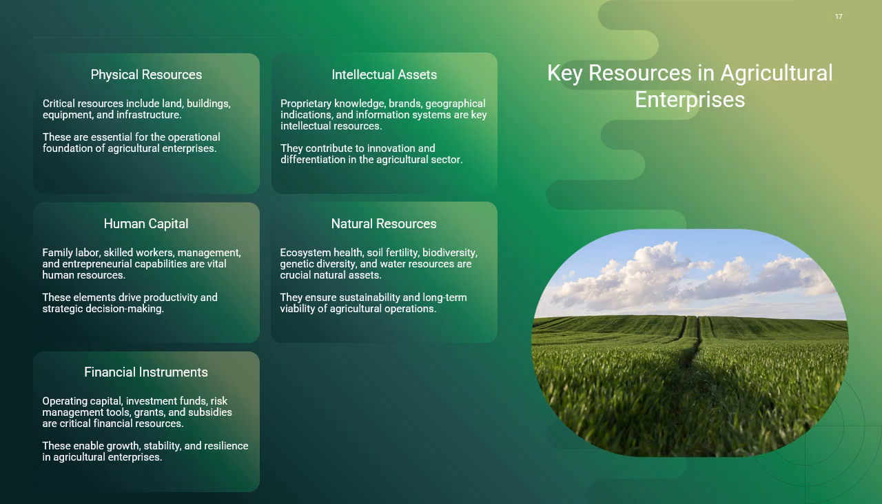Natural resources provide the ecological foundation for agricultural production. Ecosystem health and biodiversity support critical production functions like pollination and pest control. Soil fertility and structure form the foundation of plant productivity. Landscape features and microclimates create distinctive production conditions that can become sources of competitive advantage.